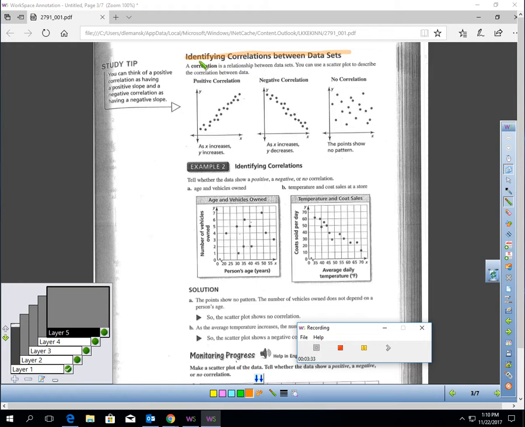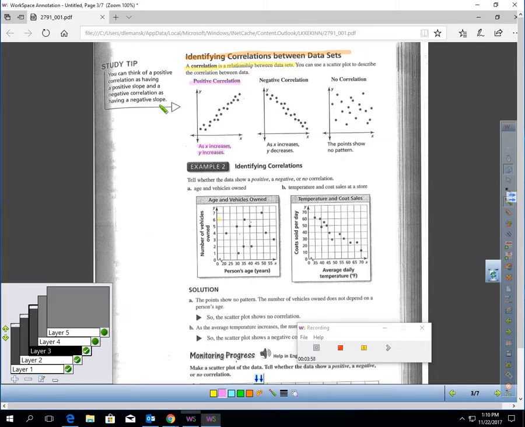Let's talk about how you identify correlations between data sets. So first of all, what's a correlation? A correlation is a relationship between data sets. You can use scatter plots to describe the correlation between data. So a positive correlation is when as x increases, y increases. There's another way of thinking about that. You see it off to the left. Positive correlation is when you have a positive slope on your graph. You can see that this is definitely a positive slope. It's rising from left to right.